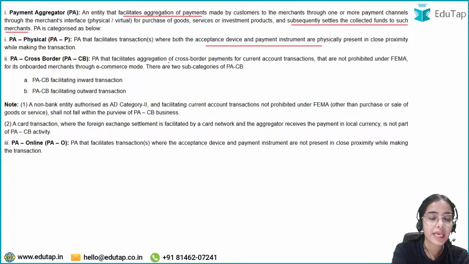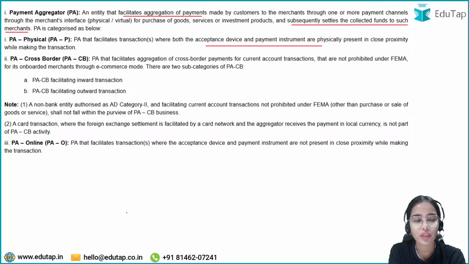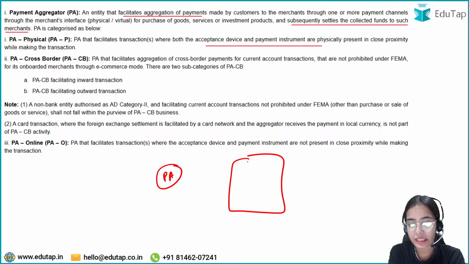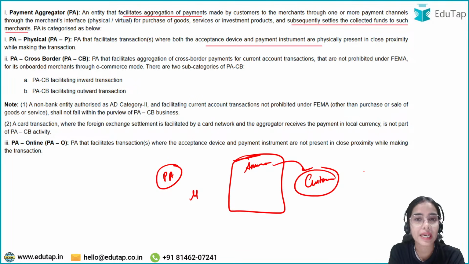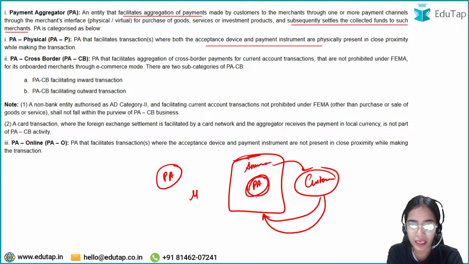So now payment aggregator, an entity that facilitates the aggregation of payments. Okay, so what is a payment aggregator? It is the intermediary, the connection point between the customer and the merchant. Let's say through Amazon, the customer wants to buy something. Now the customer has to pay to the merchant, and there are hundreds of customers that have to pay to the merchant. So the payment aggregators are the intermediary that provide the interface for the customer to pay to the merchant.